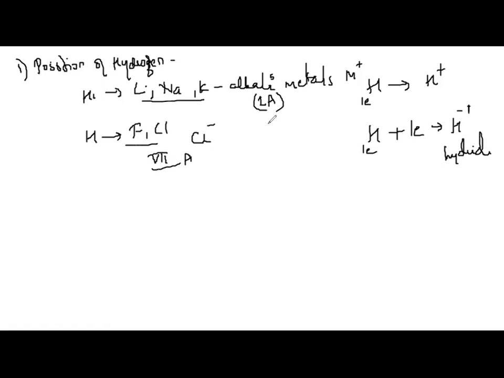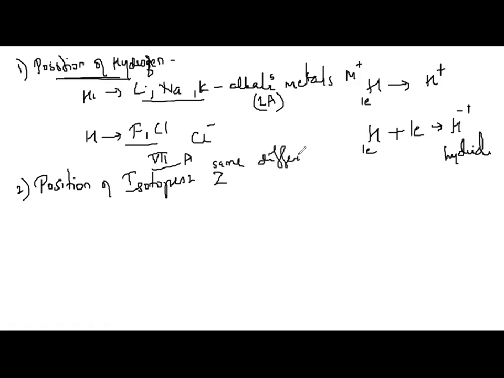So Mendeleev could not decide where to place it. So this was the first drawback: the position of hydrogen was not fixed. The second very important drawback was that the position of isotopes was not fixed. We already know what isotopes are. They have the same atomic number and different mass numbers, correct?